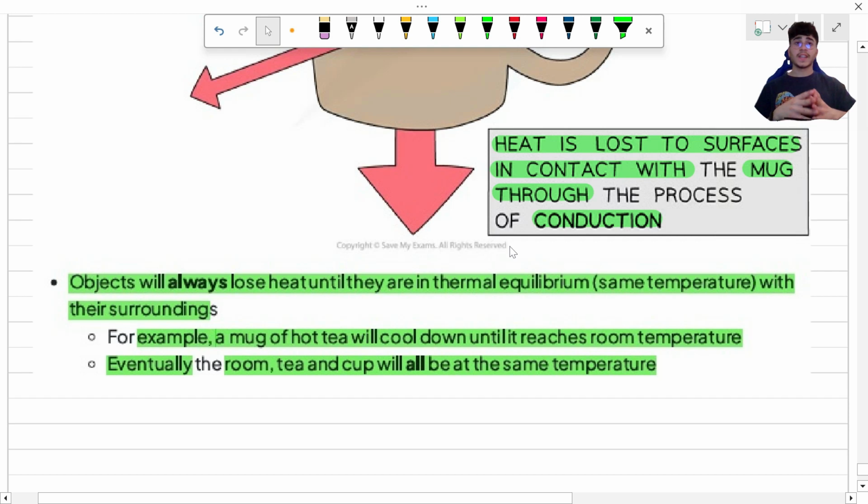Objects will always lose heat until they reach thermal equilibrium. What is thermal equilibrium? Thermal equilibrium is where your absorbing rate of IR is equal to your emission rate of IR. When your emission rate and absorbing rate are equal to those of the surroundings, you have reached thermal equilibrium. For example, a mug of hot tea will always cool down until it reaches room temperature, because once it reaches room temperature, its emission and absorption are going to be the same, and at this point it will be in thermal equilibrium.